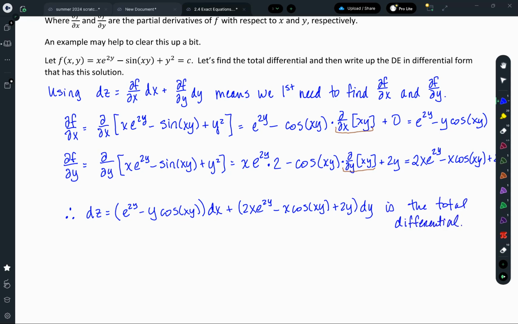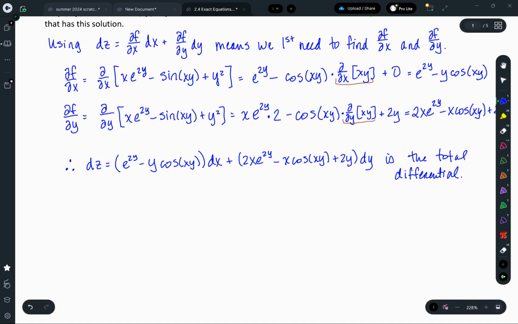So I'd say it's going to take a little bit of practice to get totally comfortable with this partial derivative thing, but we're not going to be working with anything too cumbersome in this class.